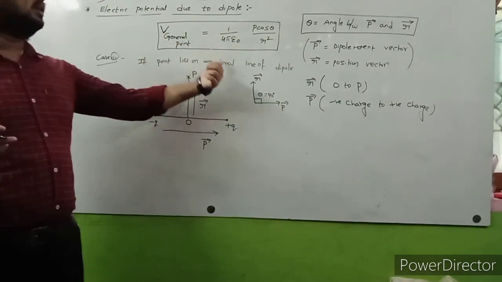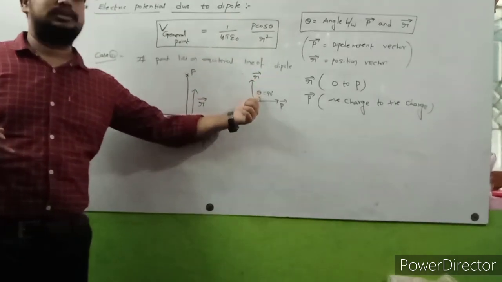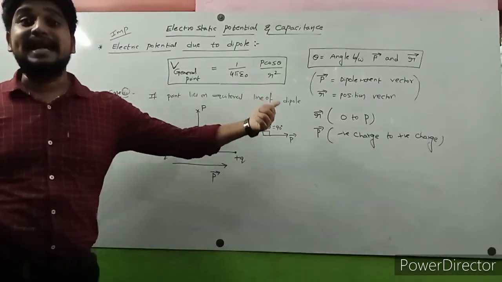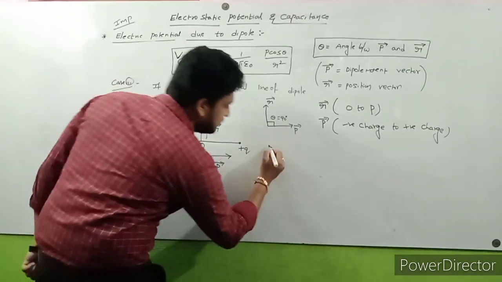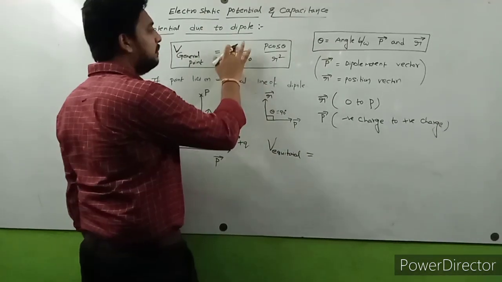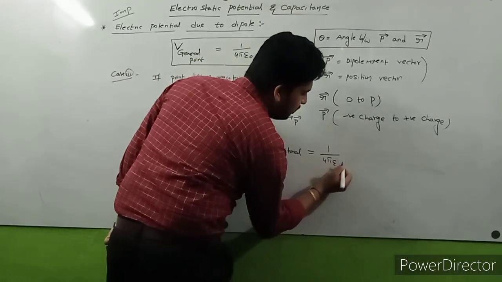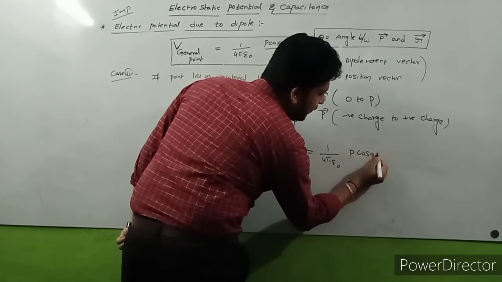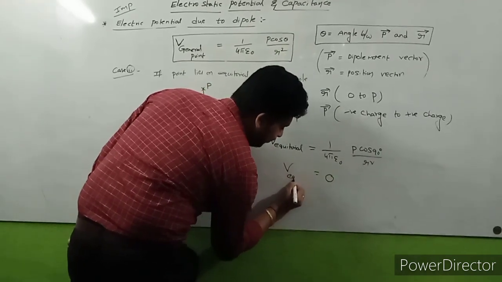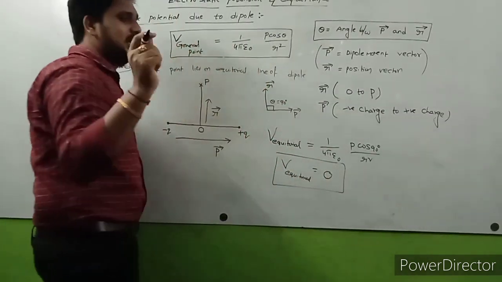So if the point lies on the equatorial line of the dipole, theta, the angle between the position vector and dipole moment, is equal to 90 degrees. Then substitute, what will we get? V equatorial from the general potential formula, 1 by 4 pi epsilon naught into P cos theta by R square. That means 1 by 4 pi epsilon naught into P into cos 90 by R square. Cos 90 value is 0. Then totally we got V equatorial is equal to 0.